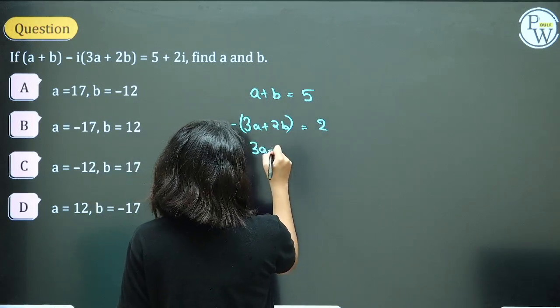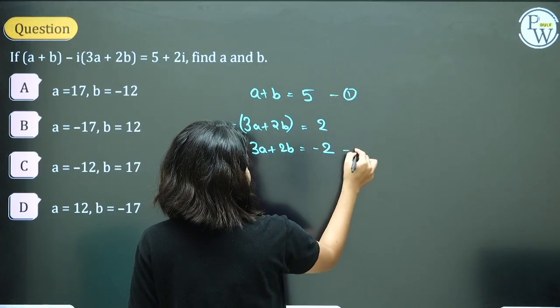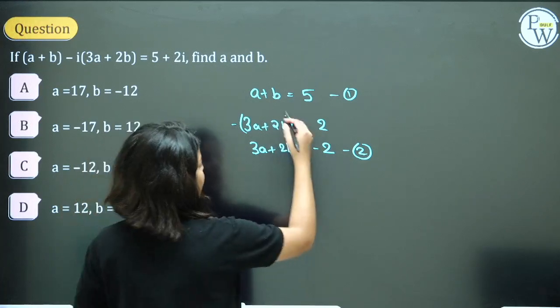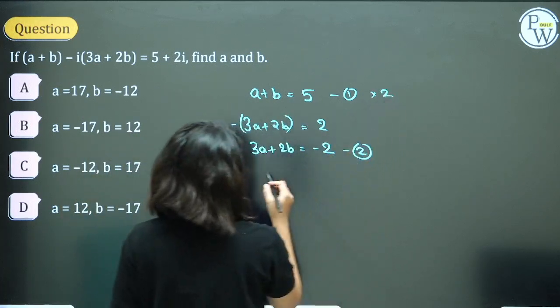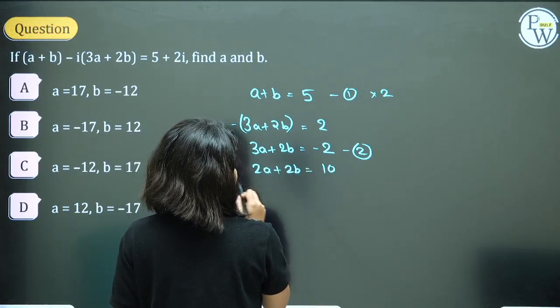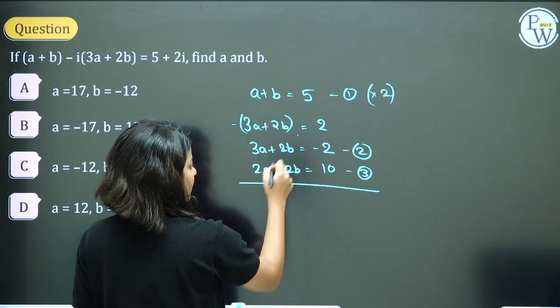3a plus 2b equal to minus 2. This is one equation, second equation. Try to solve them simultaneously. Alright, we will multiply the second equation with 2. That will give us 2a plus 2b is equal to 10. Let's call it equation 3. Subtract.